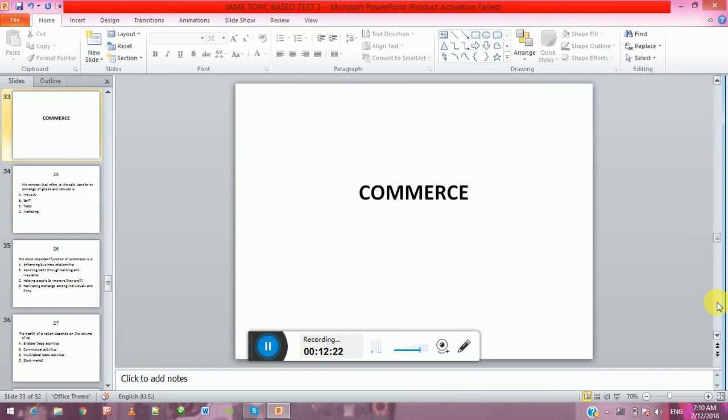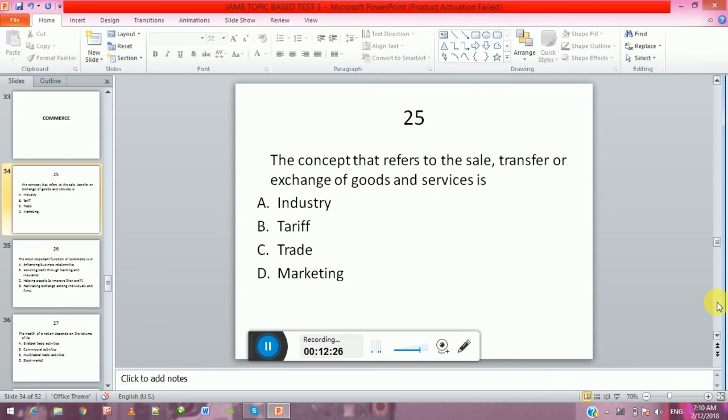Commerce. The concept that refers to the sale, transfer, or exchange of goods and services is A. Industry, B. Tariff, C. Trade, D. Marketing.